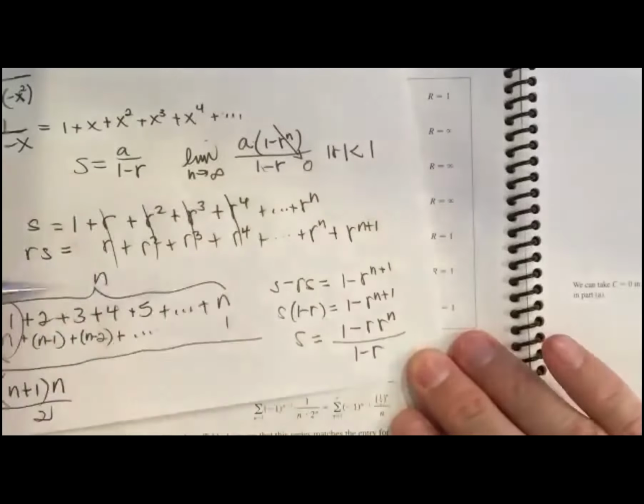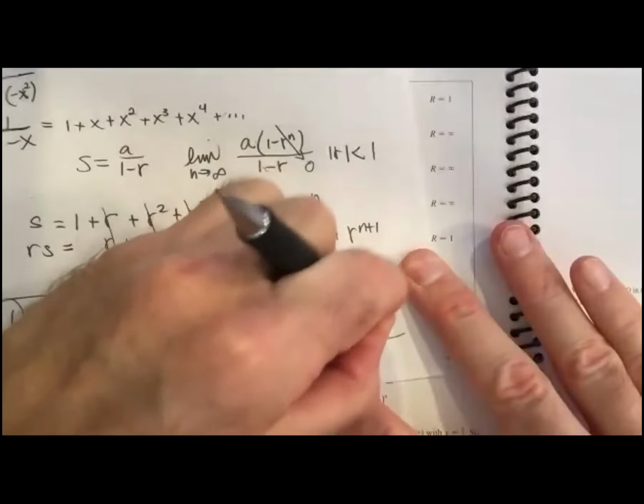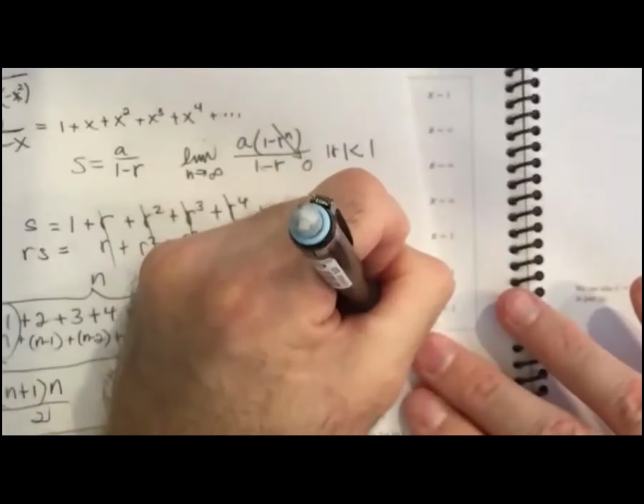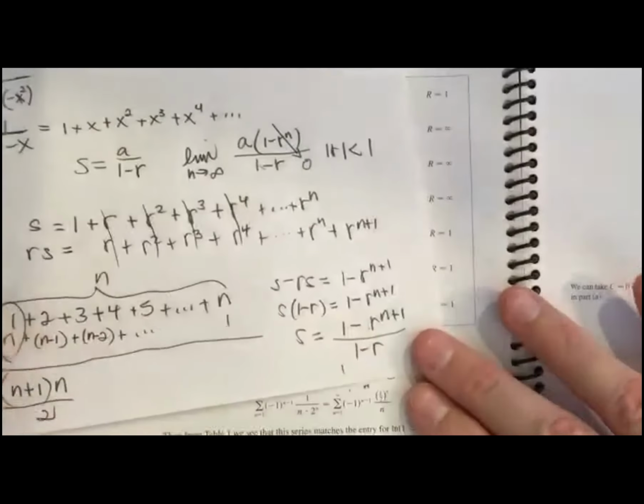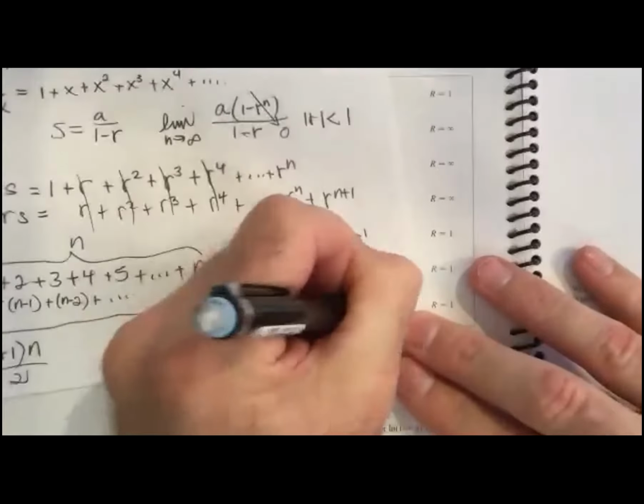Or sorry, 1 minus R. And I end up with this. Here, I'll just write it like this. So it's not exactly our formula, but it's pretty close, isn't it? Certainly if R to the n goes to 0, this goes to 0 as well.